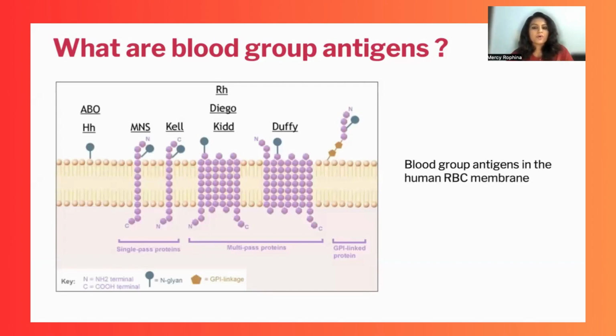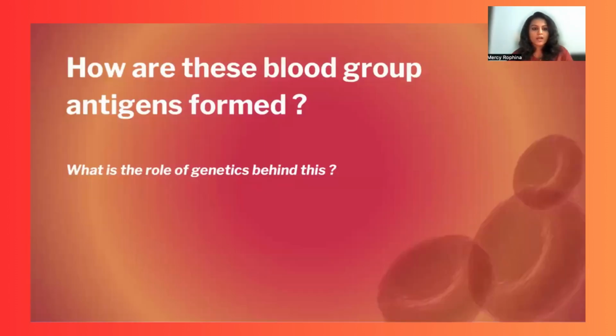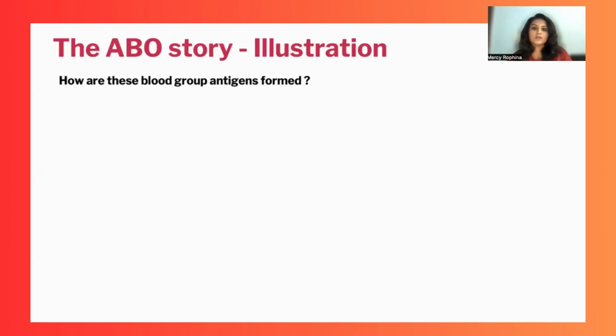The main aim of this lecture is going to be understanding how these blood group antigens are formed and what the role of genetics is behind the formation of these RBC antigens. So let us move ahead, and to understand this with more clarity, we are going to take the example of the very well-known A and B antigen scenario.